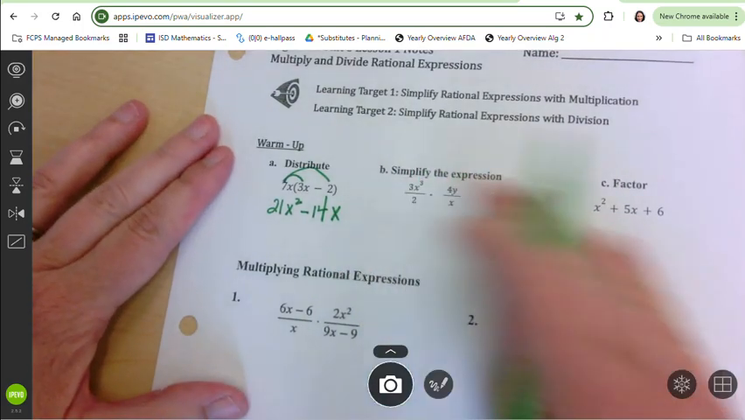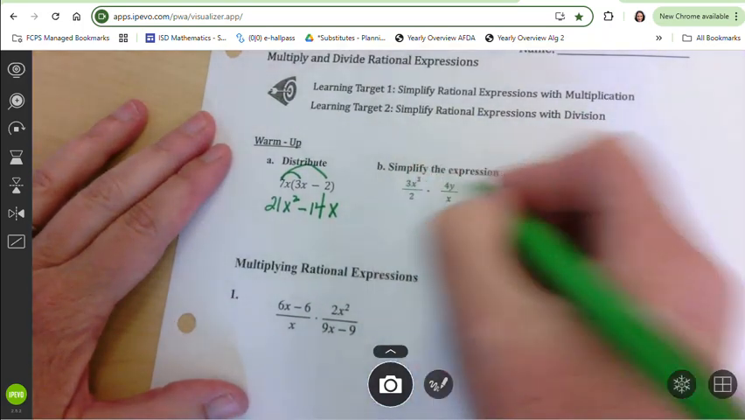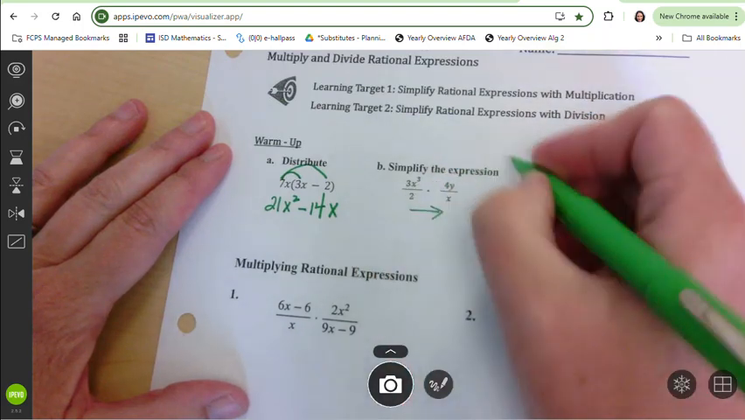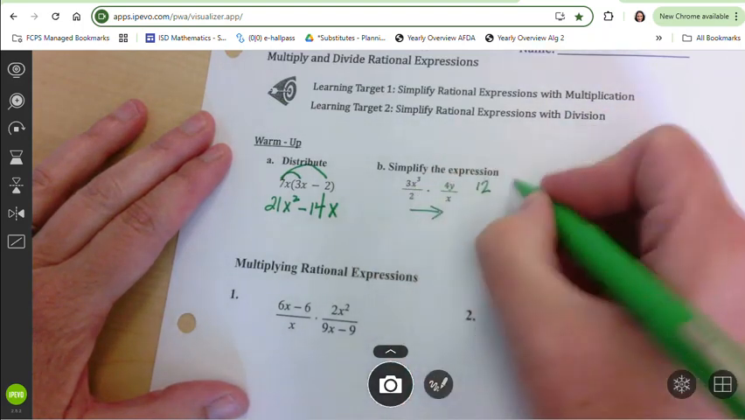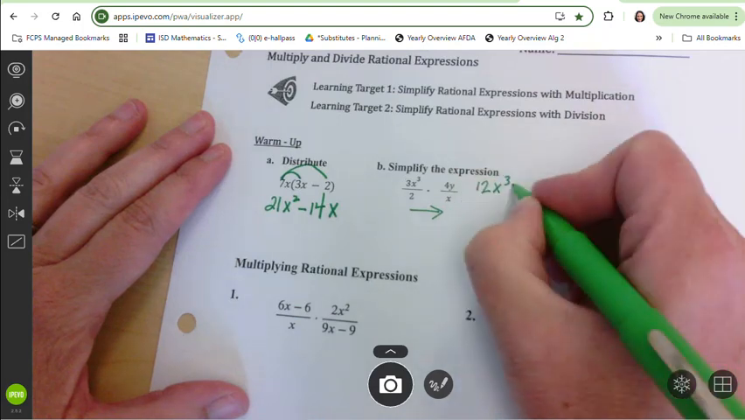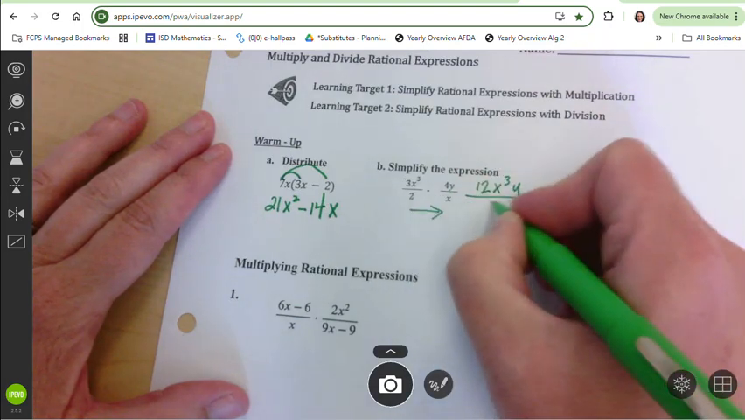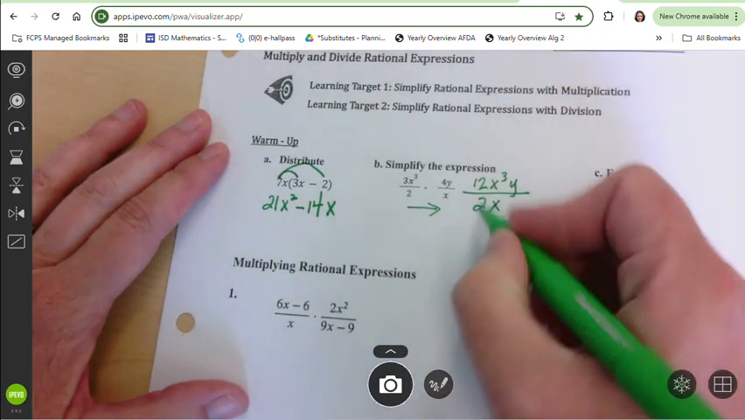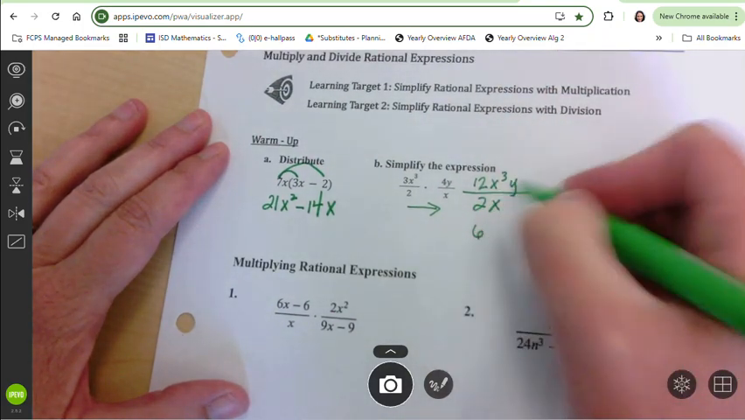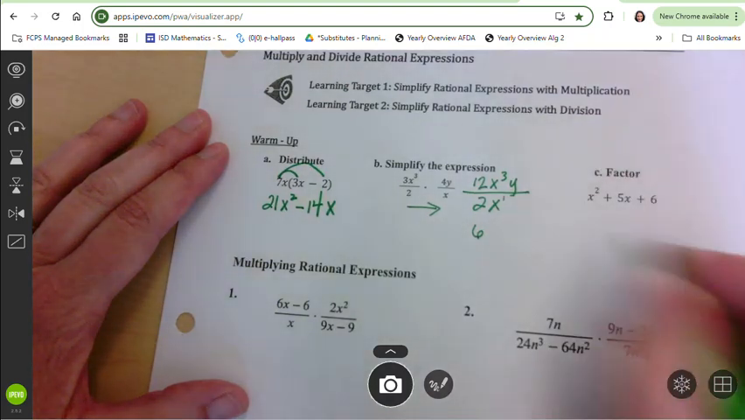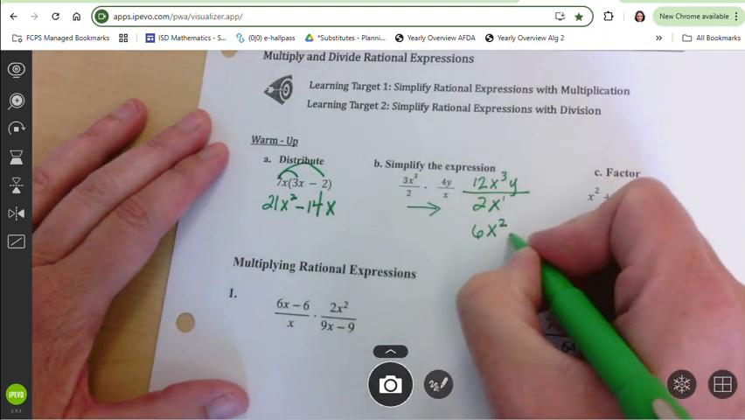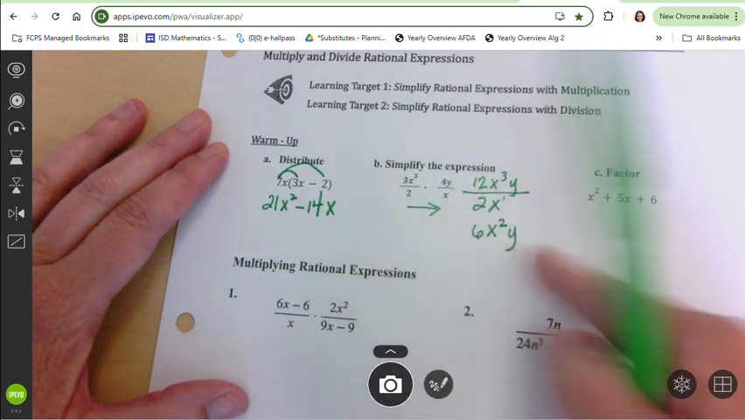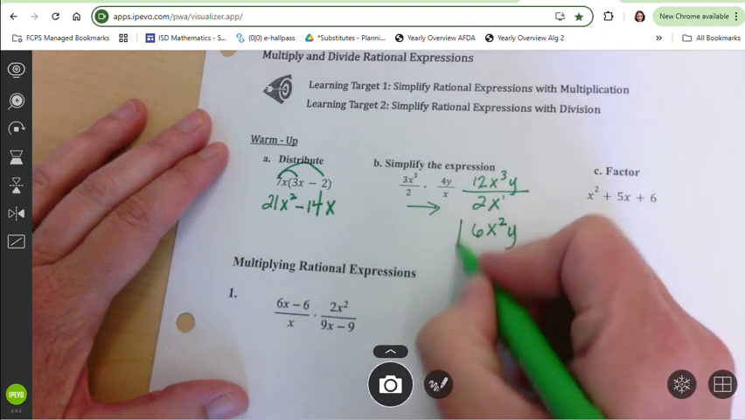Next one, when we multiply these two fractions together, I like to start by multiplying across like this. And so 3 times 4 is 12 x to the 3 y, and then 2x. And then when we divide, we'll divide the number, so that's going to give me a 6. But we'll subtract the exponents. So remember, x is x to the 1. So I get 6x squared y. That's all in the numerator. So since I don't have a denominator, I no longer have a fraction. So it's just that.